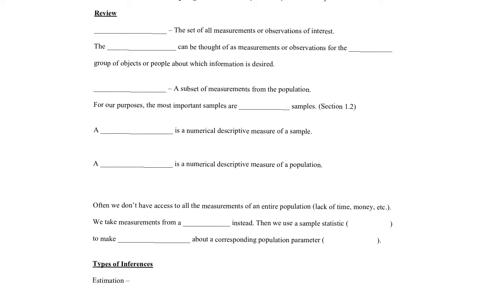But first, just to review a little bit, we've got a few terms. The first one is population. Some of these topics are going to come up in 6.4 and 6.5, so that's why we're going to review a little bit here. Population, as you know, is the set of all measurements or observations of interest. The population can be thought of as measurements or observations for the entire group of objects or people about which information is desired.